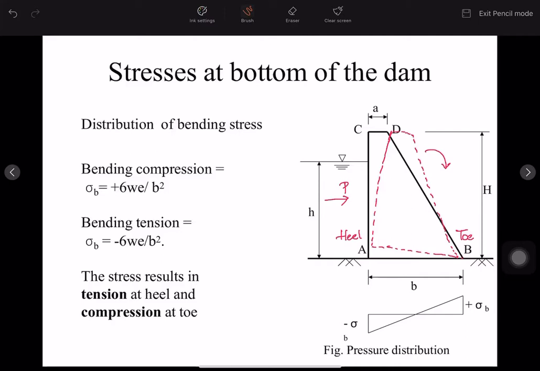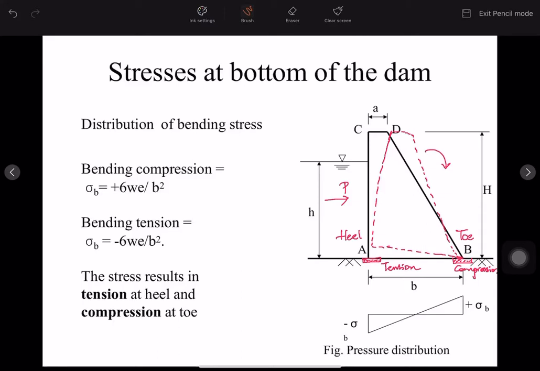So as we can see, there will be a pressure here on the toe side. Because of that pressure, this soil will be under compression, right? While this particular material here will be under tension, right? This is tension and this is compression.